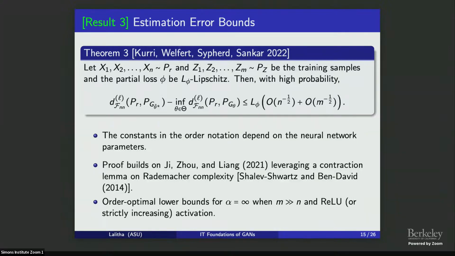This proof builds on their work, but in Liang's work, the D can be anything over the reals. In ours, it's limited to 0 to 1. So we use a contraction lemma on Rademacher complexity. We can also plug in our own loss function, which is L_alpha, the alpha loss. And we can get order optimal results when alpha is infinity, which means we can get lower bounds which match the upper bounds in square root of n, making some assumptions that you have lots of samples for the generated data and you have a ReLU activation. I apologize that I haven't given you all the details.